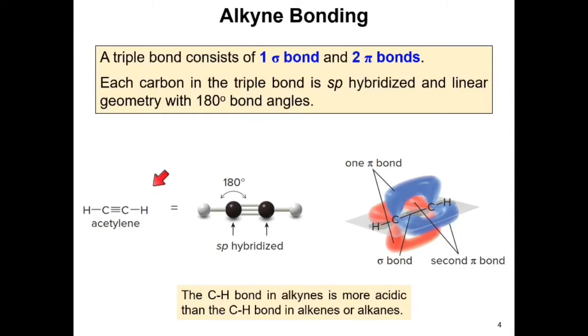So here you can see that we have an acetylene molecule, which is the simplest alkyne molecule, consisting of 2 carbon atoms that are triple bonded to one another. And you already know that the triple bond contains a sigma bond and 2 pi bonds, as shown here. And because of this, each carbon atom in the triple bond is sp hybridized, having linear geometry with 180-degree bond angles. And due to the hybridization of the carbon atoms, the carbon-to-hydrogen bond in alkynes is considered more acidic than the carbon-to-hydrogen bond in alkenes or alkanes.